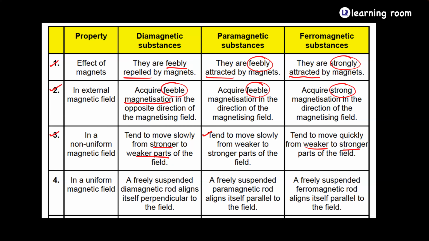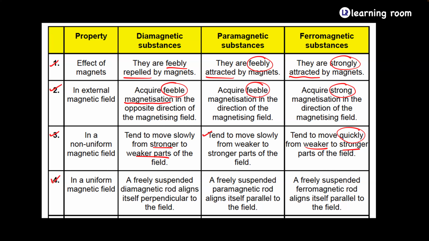Paramagnetic will slowly turn, whereas a ferromagnetic substance will quickly turn, right? So the fourth point is, what will happen if you place it in a uniform magnetic field? A freely suspended diamagnetic rod aligns itself perpendicular, because perpendicular is the direction of the weaker magnetic field.